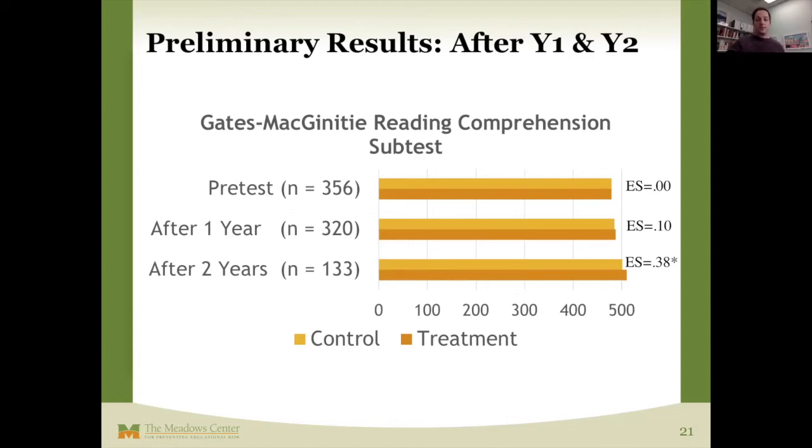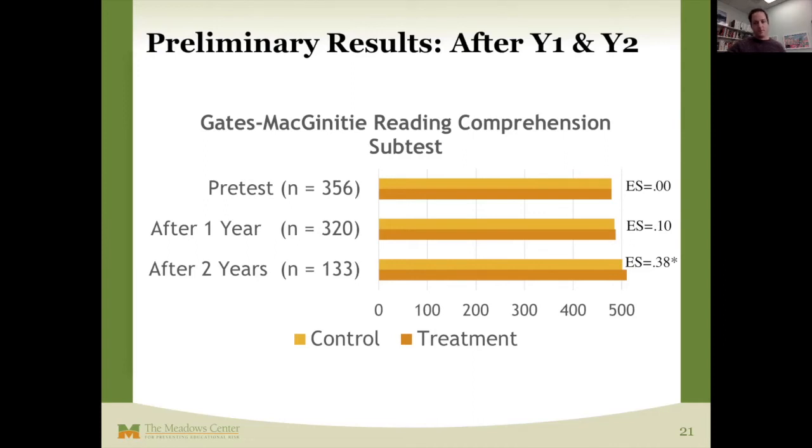You can see that there is a significant difference between conditions favoring treatment, the effect size being 0.38. However, I think this needs to be interpreted with caution for a few reasons. For one, the N is much smaller at that final time point.